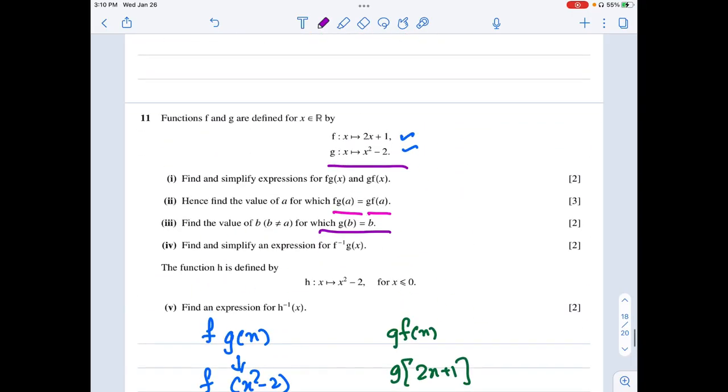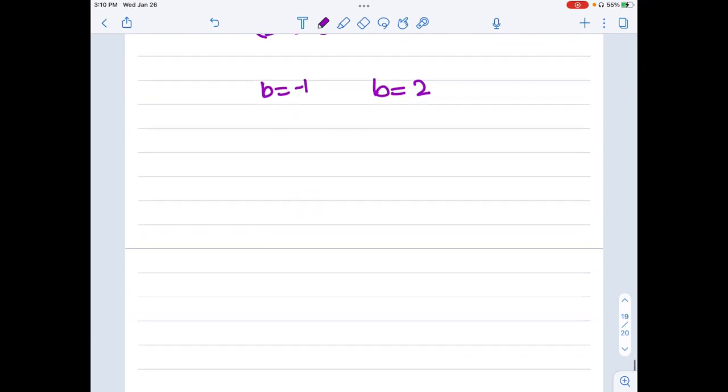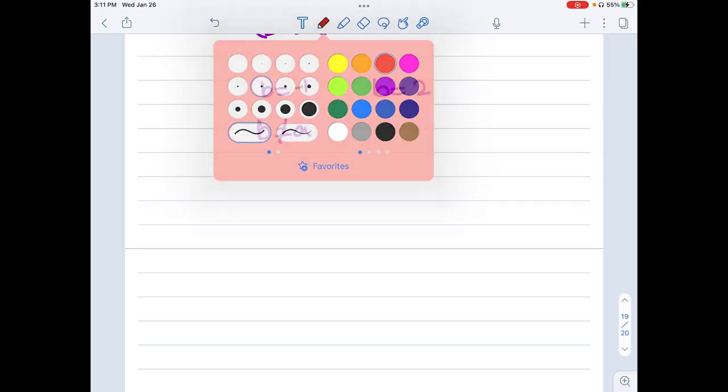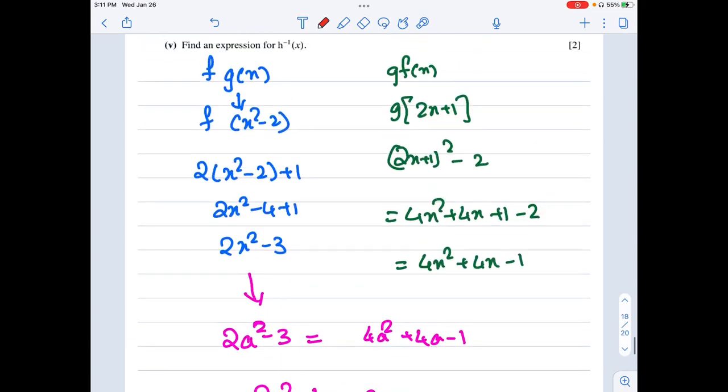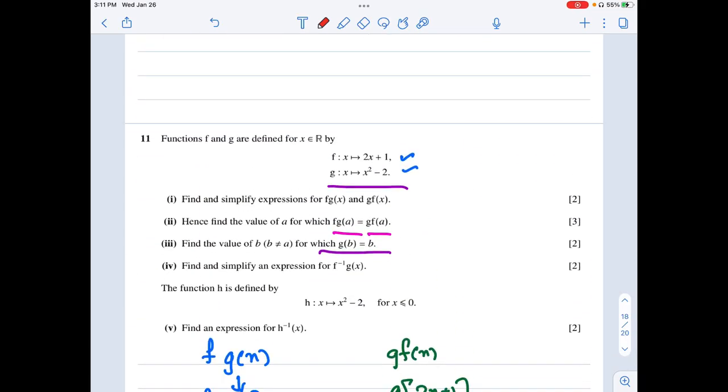What is he asking? Find the value of b. So b cannot be negative 1 because he says that it should not be equal to a. So therefore I am neglecting this answer. So I get b equal to 2. Then the last part may be the fourth part. Fourth part is not the last part.